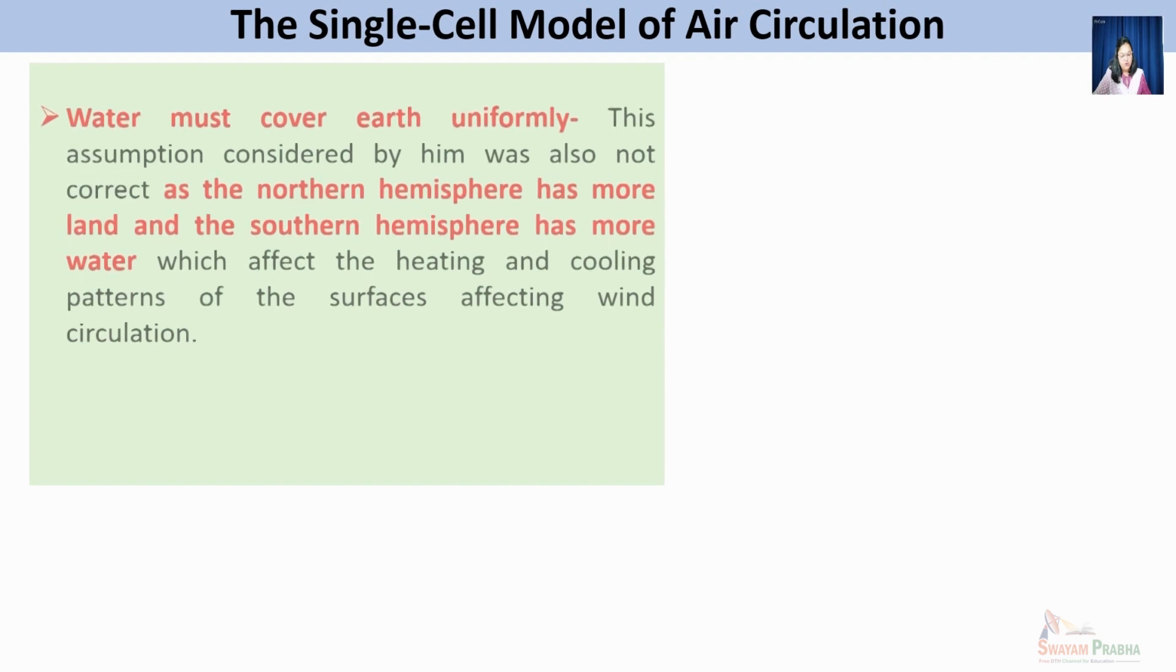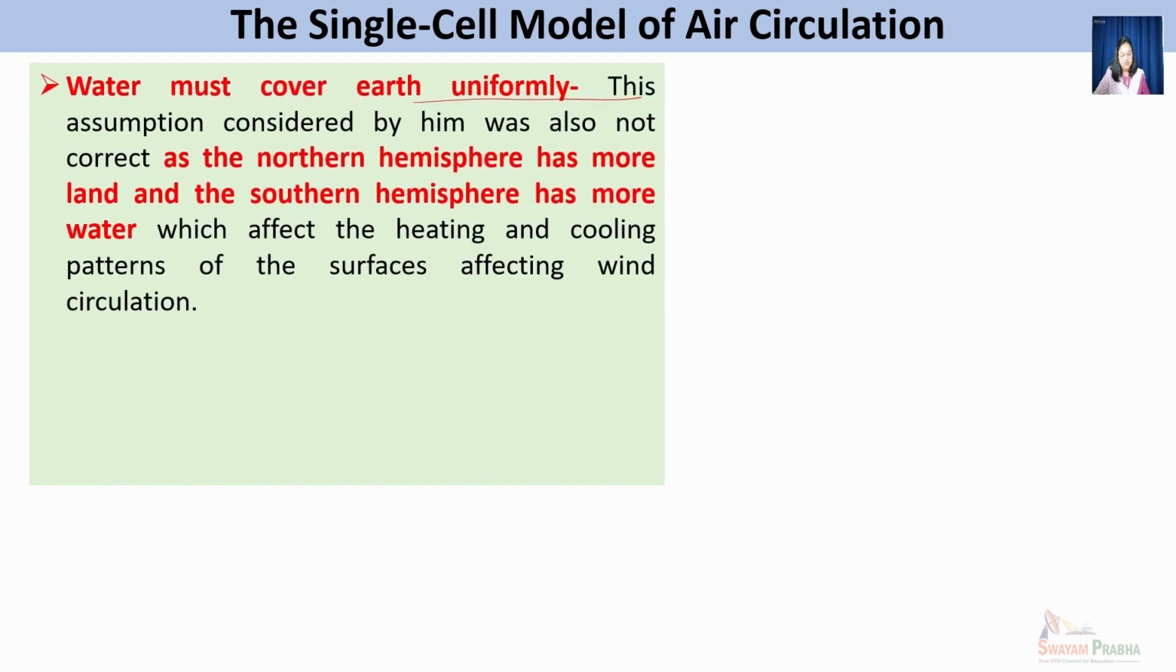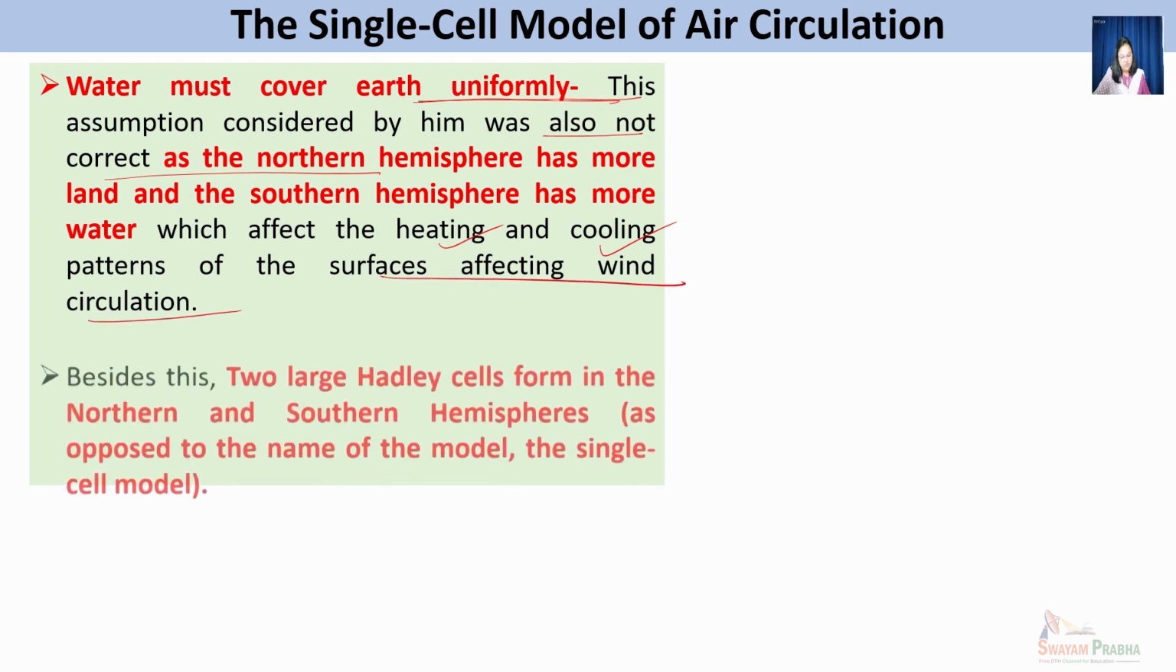Besides this, he also assumed that water must cover Earth uniformly. This assumption, considered by him, was also not correct, as the northern hemisphere we know today has more land as compared to the southern hemisphere, which has more water. So definitely the patterns of heating and cooling of the northern and southern hemispheres are different. Therefore, these patterns definitely affect the surface wind circulation.